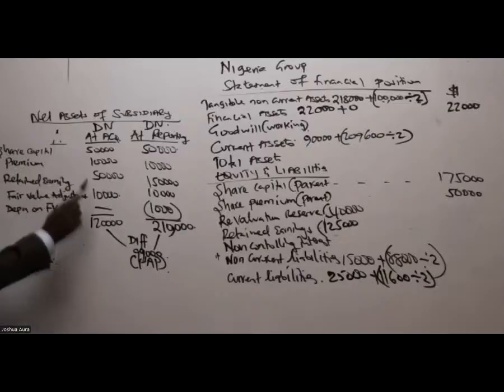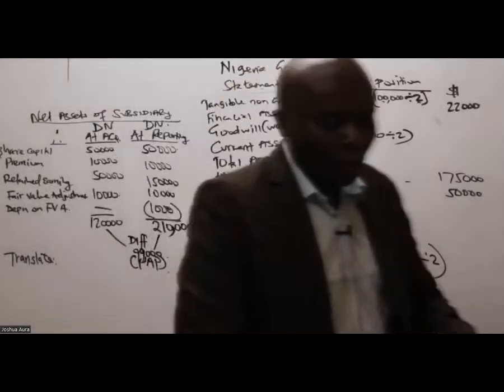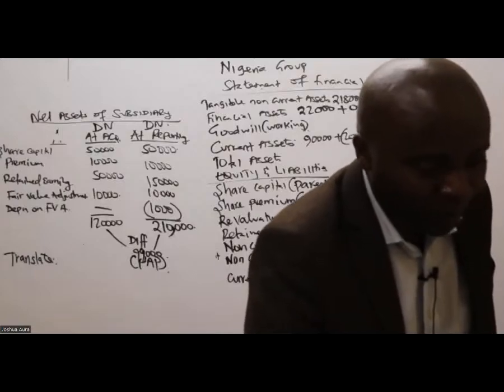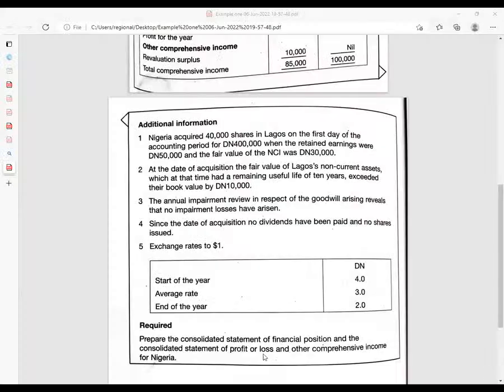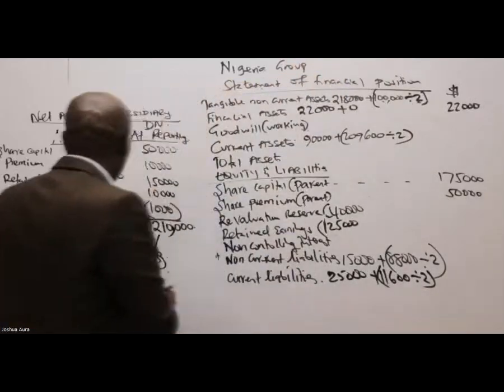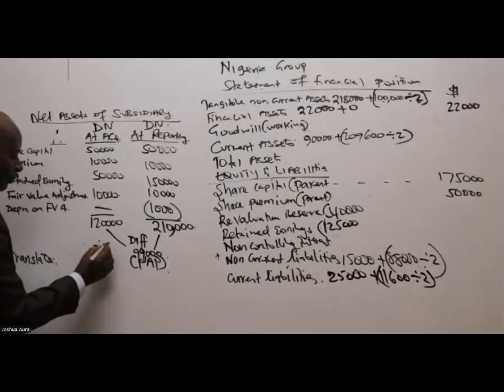So remember, these are net assets at acquisition. So at acquisition, please use the acquisition rate. Do we have the acquisition rate? Oh, yes. Remember, we acquired this subsidiary at the start of the year. So the acquisition rate here is 4. To translate net assets at acquisition, always use the acquisition rate. So this one, I'll divide by 4.